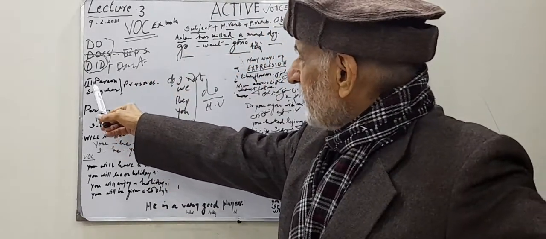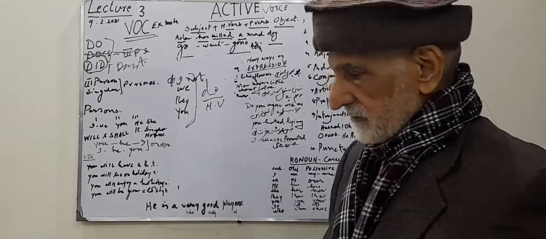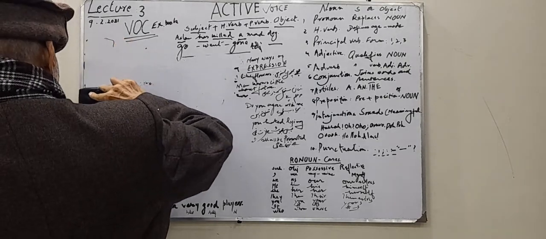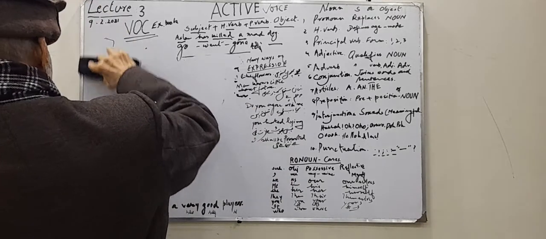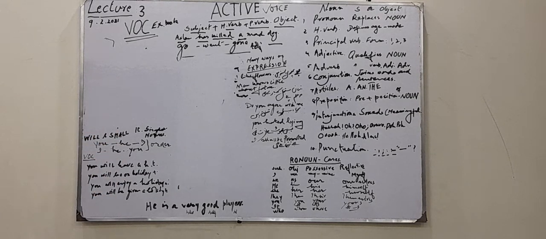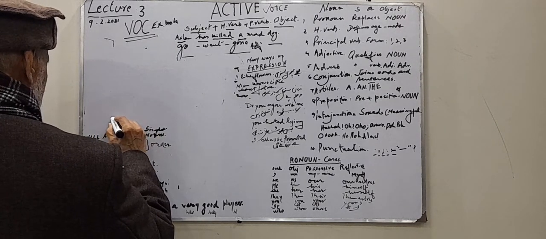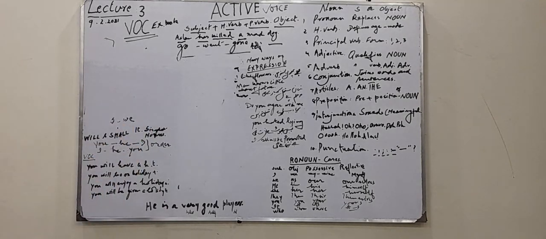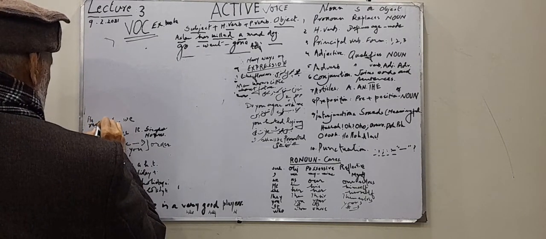I have told you we have three persons. We have talked about it. Okay? Will and shall. First person, I, we, shall. The rest, will.